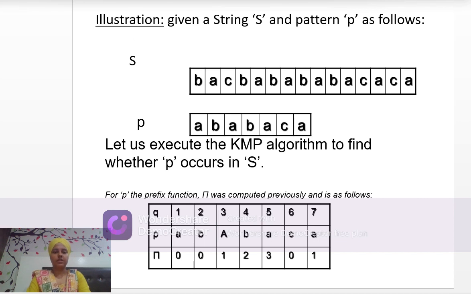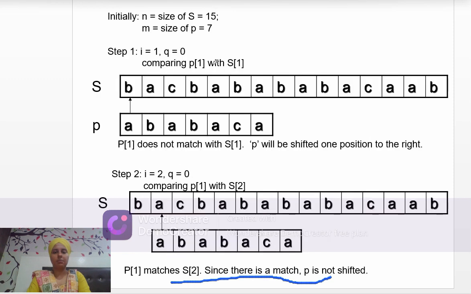So we have already seen the calculation of the prefix function in the previous video. Those who have not watched that video, please watch it first. Now we will start with the KMP Matcher. So what is a KMP Matcher?